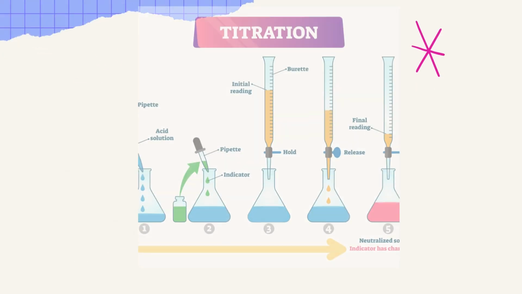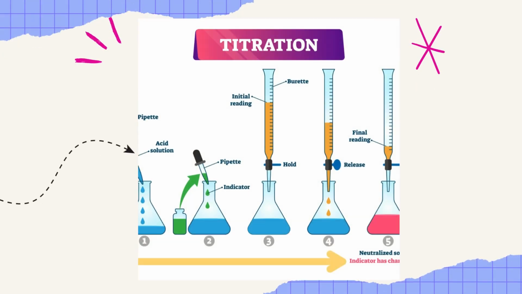To perform a titration, first fill the burette with the titrant of known concentration. The analyte goes into the conical flask, along with a few drops of indicator. Slowly add titrant while swirling the flask. Stop when the indicator changes color. This marks the end point. Note the burette readings to calculate volume used.